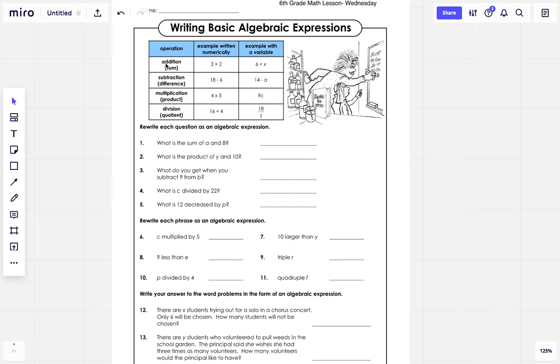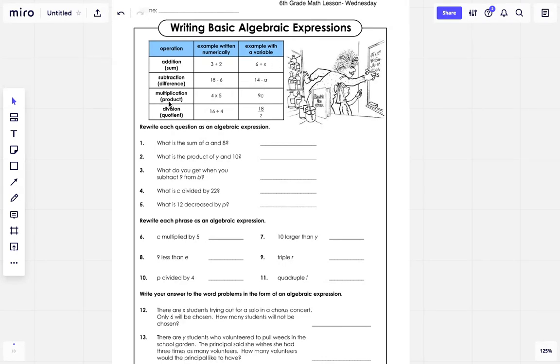So remember that when we're talking about addition, our answer is called a sum. And if we wrote it numerically, we would have something like 3 plus 2, or the sum of 3 and 2. With the variable, we might see 6 plus x. Subtraction is a little bit tricky, so we'll have to make sure we're really paying attention to this one. Subtraction is a difference, 18 minus 6, 14 minus a.